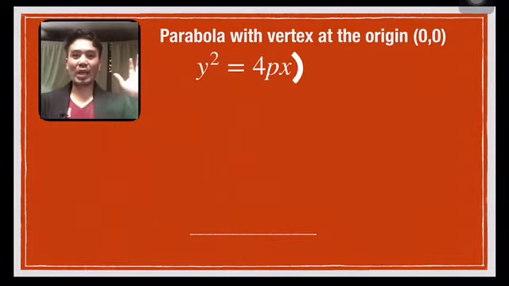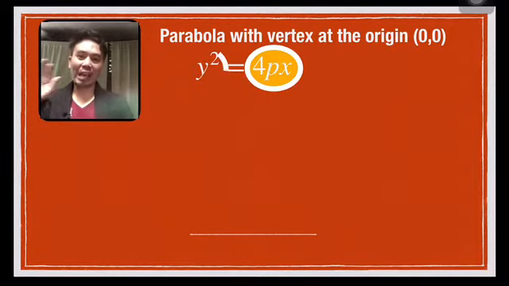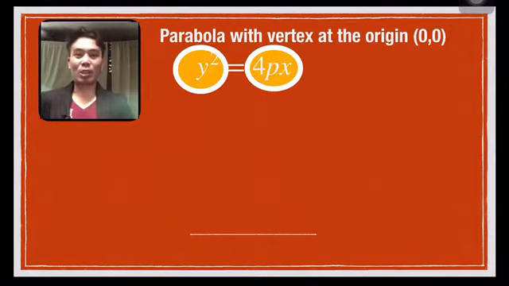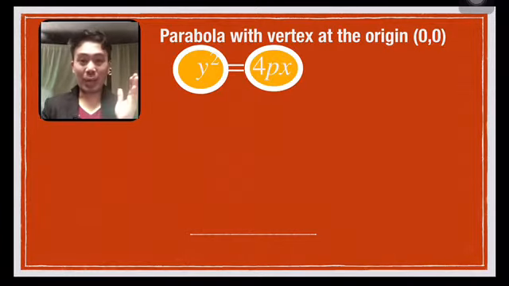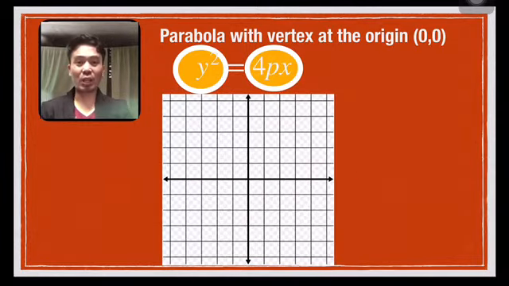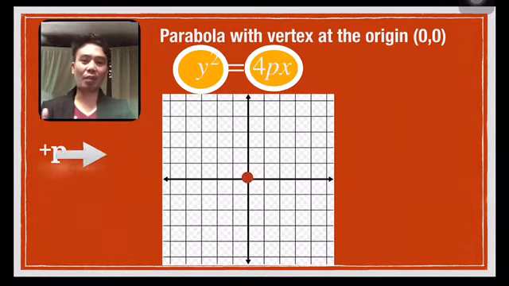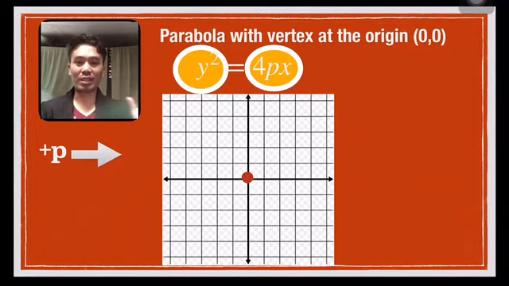On the right side, we have the linear expression, and on the left side, we have the squared expression. The right side of the equation, which is a linear expression, will tell you where the parabola will open. Of course, this form of the equation will tell you that the vertex of this parabola will be at (0, 0). Take note, if p is positive, the opening of our parabola will be towards the right. If p is negative, the opening of our parabola will be towards the left.